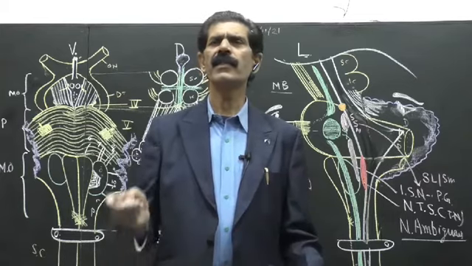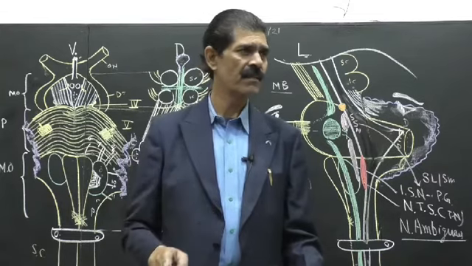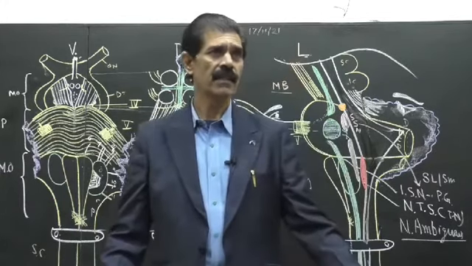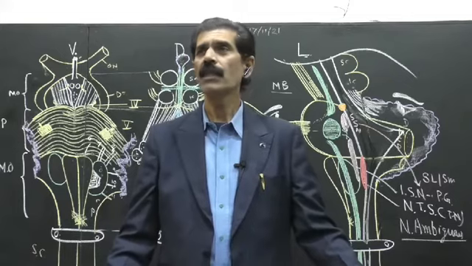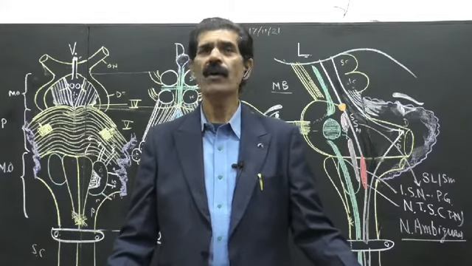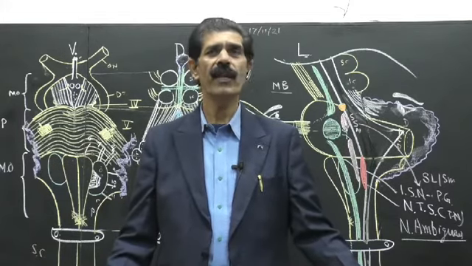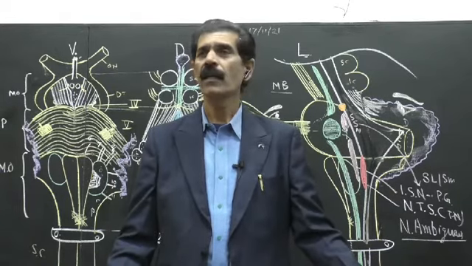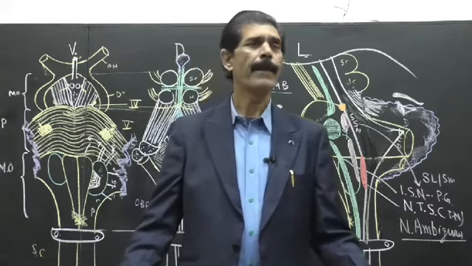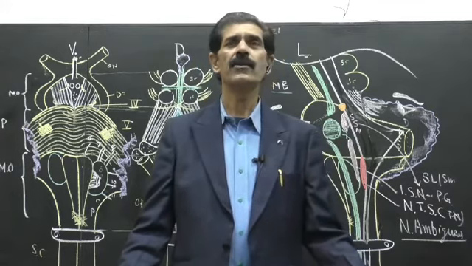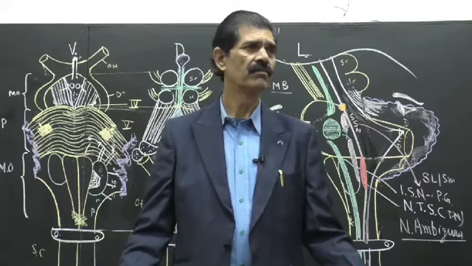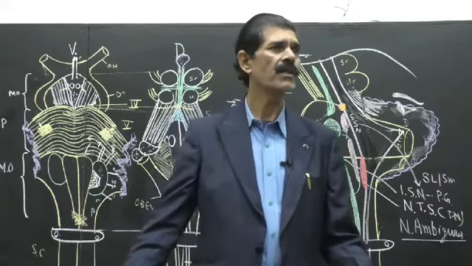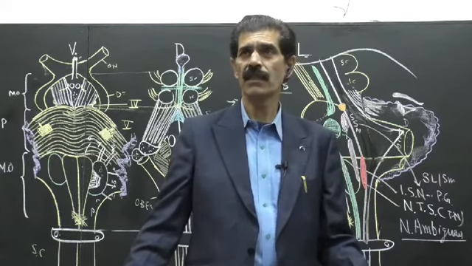In other words, if this nucleus ambiguus is damaged due to head injury or due to any reason, there is death. Because the paralysis of laryngeal, pharyngeal and palatal muscles will cause the collapse of the larynx, collapse of the nasopharynx, and that will lead to the stoppage of respiration. No respiration, patient will die. So that is the clinical importance of the nucleus ambiguus.